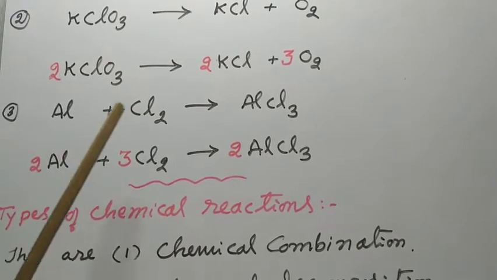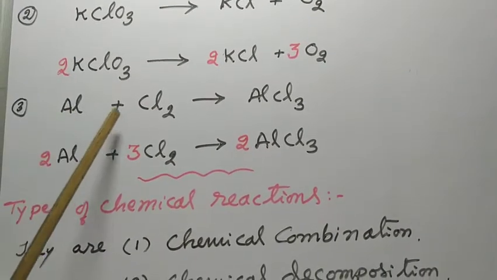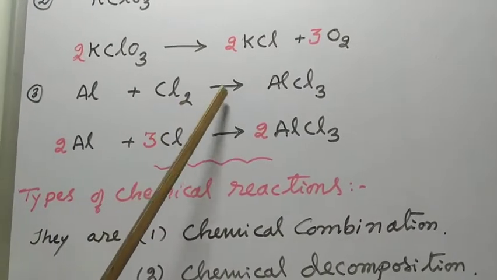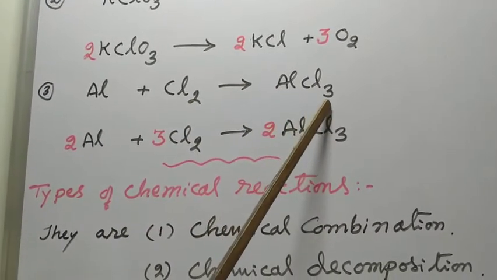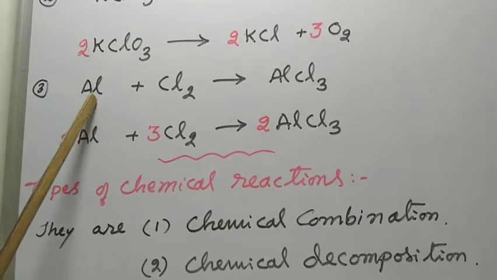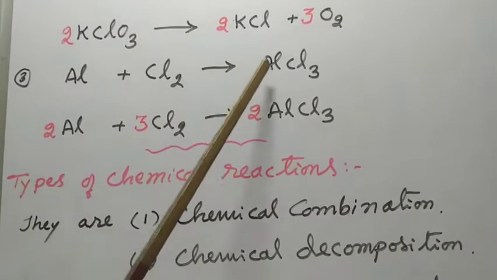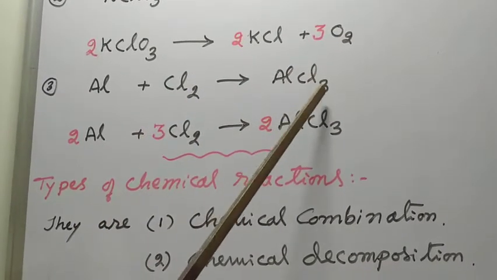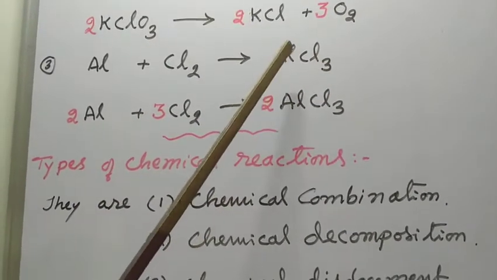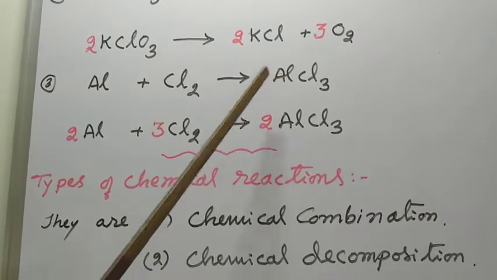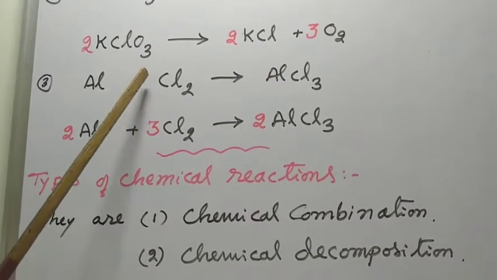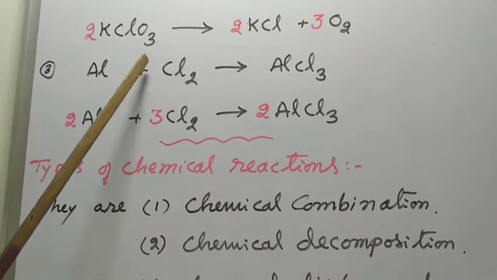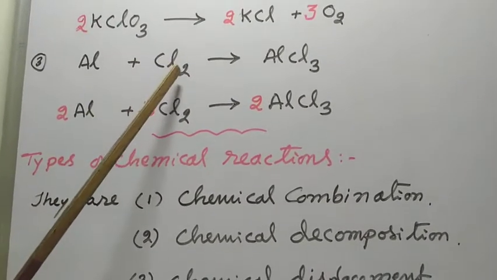Let us take another simple equation. Aluminum plus chlorine combines to form aluminum chloride. So here aluminum one atom, here also aluminum one atom, correct? Two chlorine atoms, three chlorine atoms. To make 3 is not possible. So let us multiply it by 2, 4, no, not correct. Yeah, let us multiply it by 3, then 3 into 2, 6.